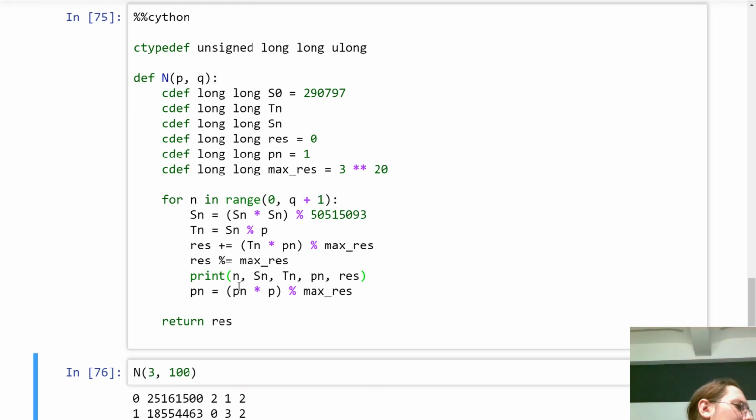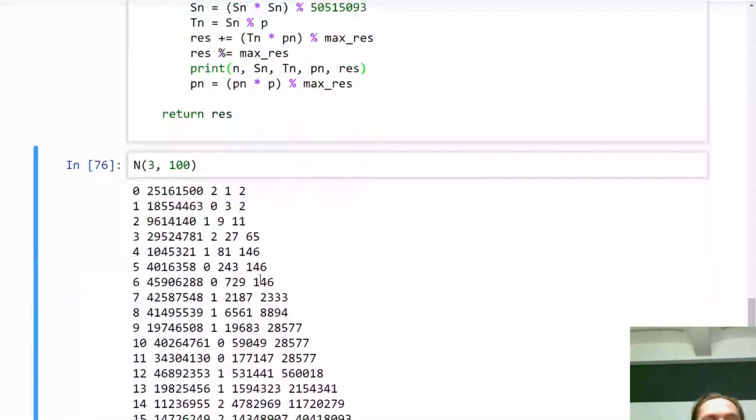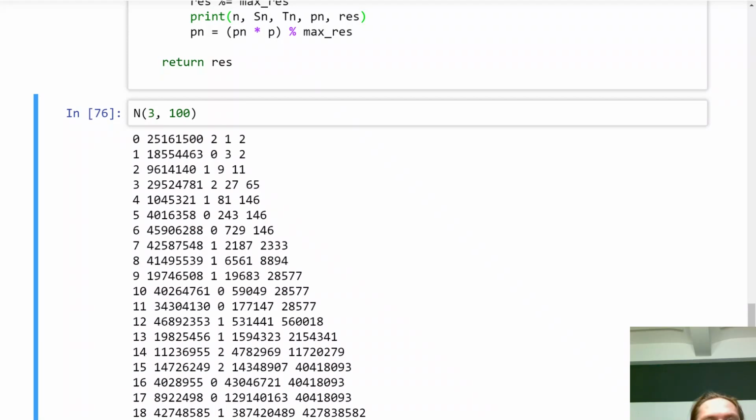What was Pn? I think we should get 0 at 20 because we are doing mod 3 to the power of 20. So if you go to the 20, at 20 it will be 0. Yeah, that's what we... okay. Max res is 3 to the power of 20. At the 20th iteration, these two would be equal, so this would be 0. Yep.